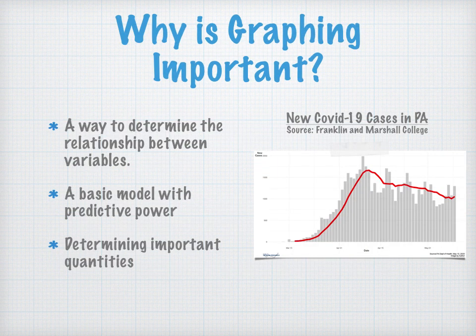Graphing is an important skill in the sciences. We use graphs to show relationships between variables measured in experiments, or for looking at data collected due to observation. The graph, for example, on the right is a plot of new COVID-19 cases in Pennsylvania over the past 2 months. The bar graph shows the number of new COVID-19 cases each day over the period of mid-March to mid-May of the year 2020.